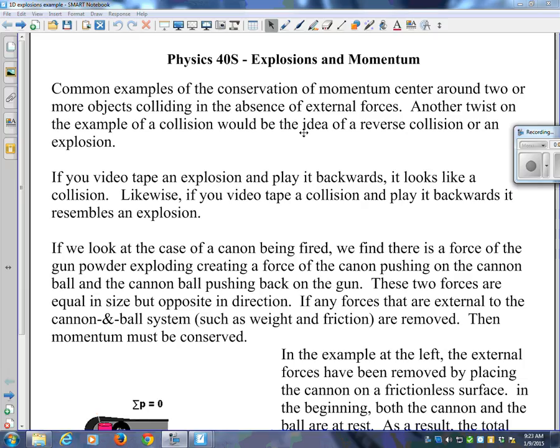If we look at the case of a cannon being fired, we find there is a force of the gunpowder exploding, creating a force of the cannon pushing on the cannonball, and the cannonball pushing back on the gun. These two forces are equal in size, but opposite in direction. If any forces that are external to the cannonball system, such as weight and friction, are removed, then momentum must be conserved.